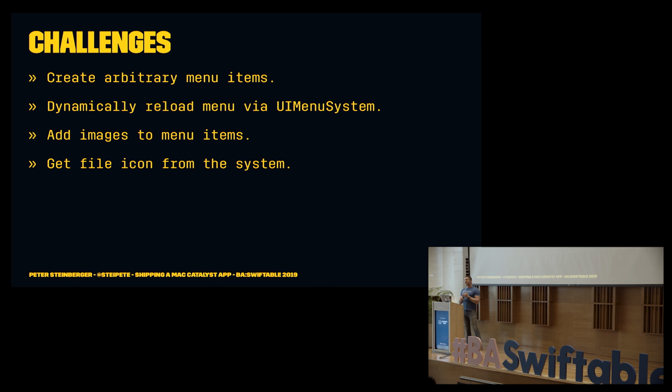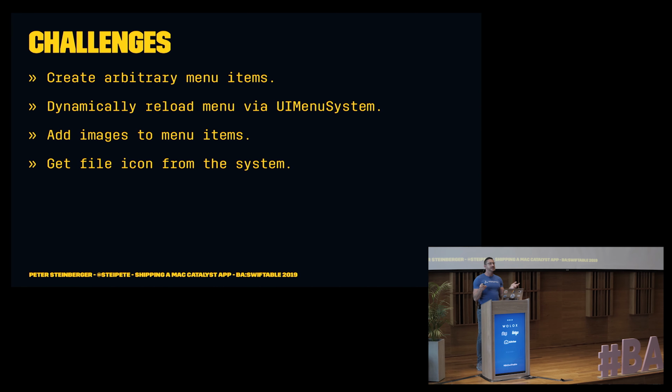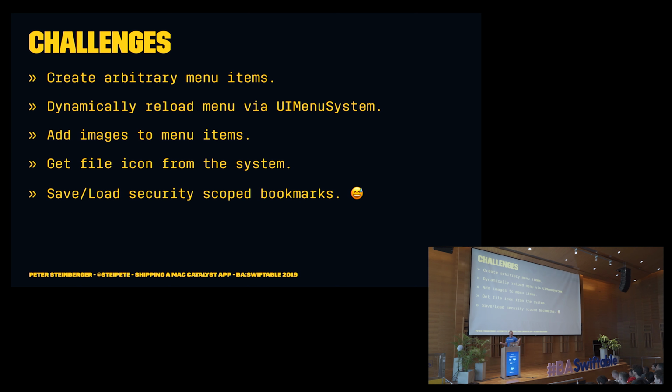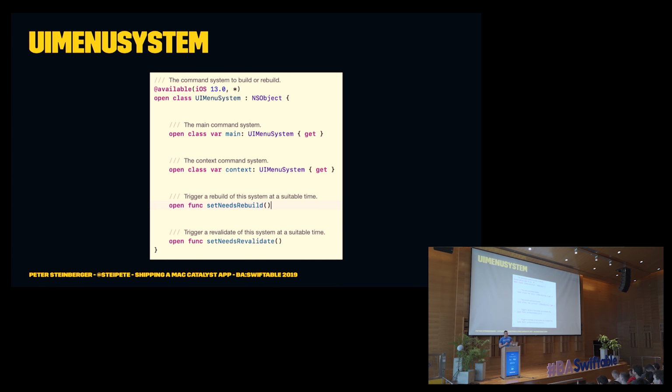Number four, we have to get actually a file icon from the system. We could be cheap and just embed the PDF icon, but on macOS, you can change icons for your file types, and it would be weird if the user changes the icon and then you show the default icon. That would look like a bug. So we need to fetch that from the system. And then a little bit annoying, there's sandboxing. So we have to deal with security scope bookmarks.